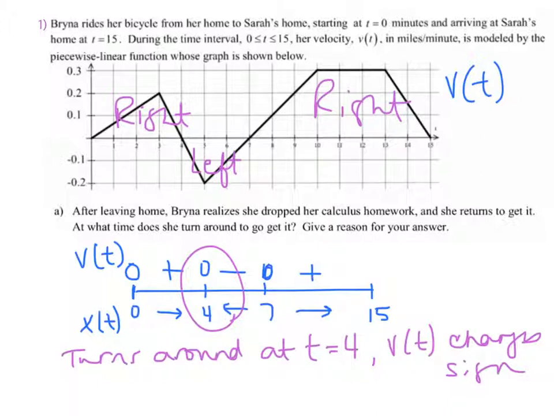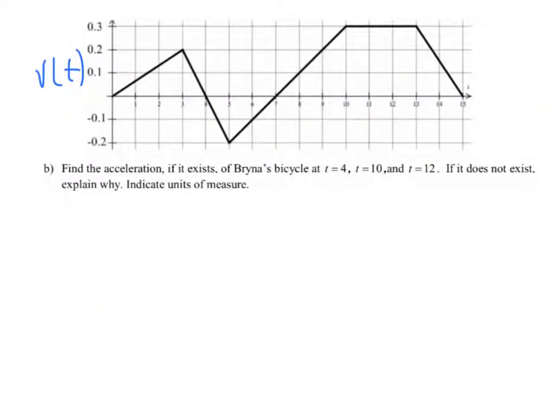All right, let's move on to letter B. Okay, so letter B, we're using the same graph of velocity for Brina, and part B says, find the acceleration, if it exists, of Brina's bicycle at t equals 4, t equals 10, and t equals 12. If it does not exist, explain why, indicate units of measure.